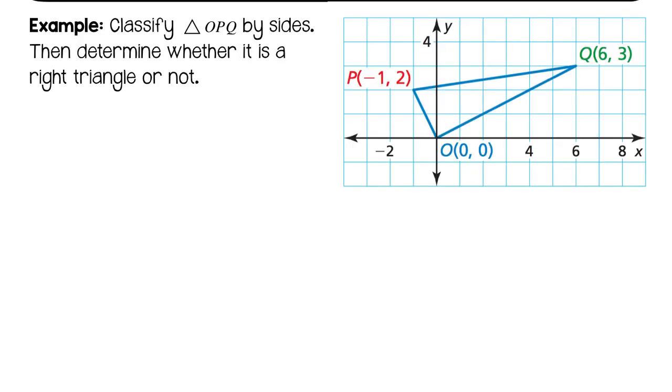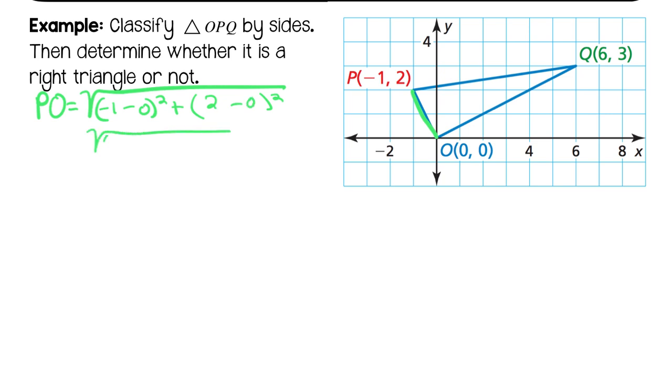All right, so let's go ahead and take a look at the side lengths. So we're first going to calculate the length from P to O. I want you to practice writing out all your work. So as you can see, we can do PO equals, remember this is that distance formula. Remember your x's go in the first set of parentheses, your y's go in the second set. So we're doing -1 minus 0, and then 2 minus 0.